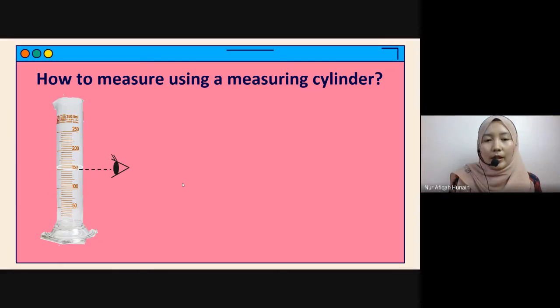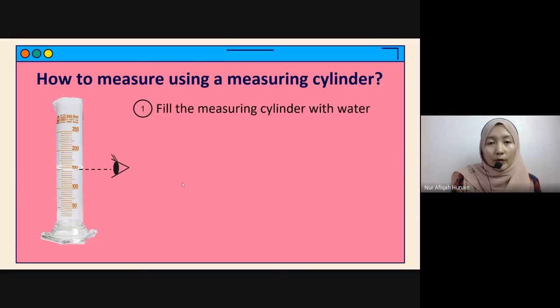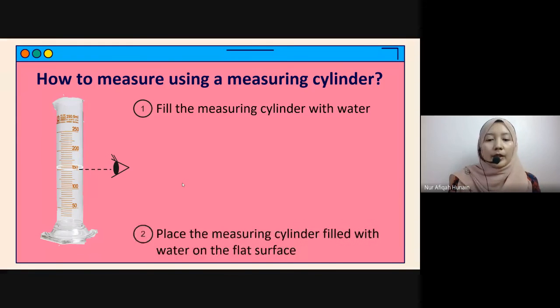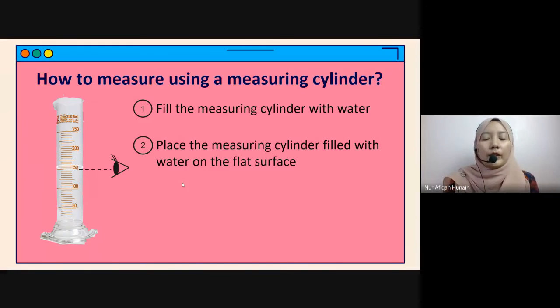So measuring a liquid is slightly different from measuring a straight object. First step is fill the measuring cylinder with water. Second step, place the measuring cylinder filled with water on the flat surface.